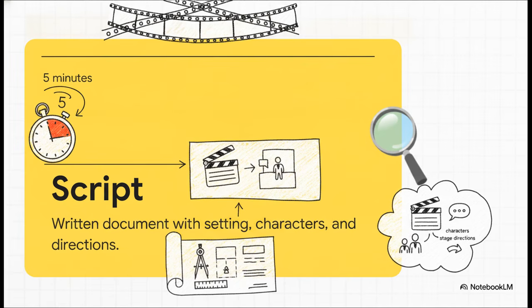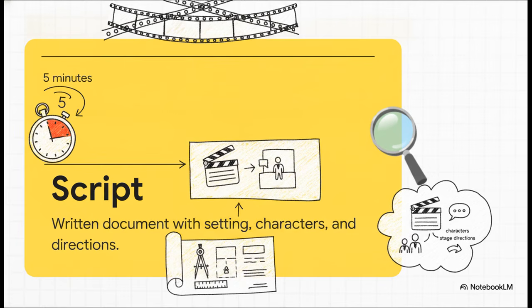Now, you might be wondering, why is a 5-minute story actually incredibly difficult to write? Well, it's because a 5-minute film requires absolutely ruthless efficiency. There is zero time for fluff, wandering thoughts, or unnecessary exposition. Every single line of dialogue, every single action must immediately move the plot forward. And to achieve that level of precision, we use a script.